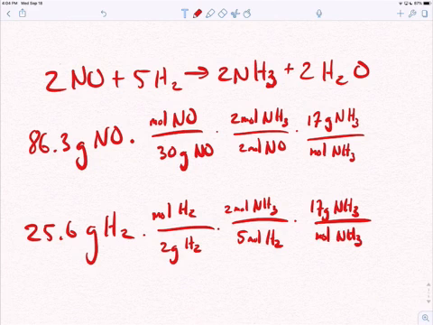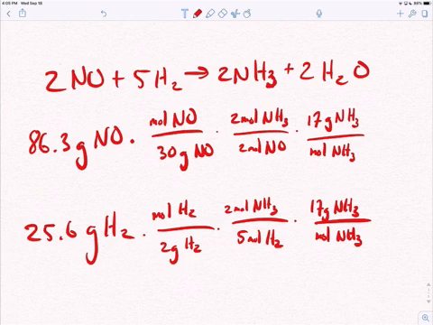Okay, so notice the equation though. This is 2 to 2 here, and 5 to 2 here. So this is a different ratio. And then you have to calculate it twice, so let me calculate it for you.